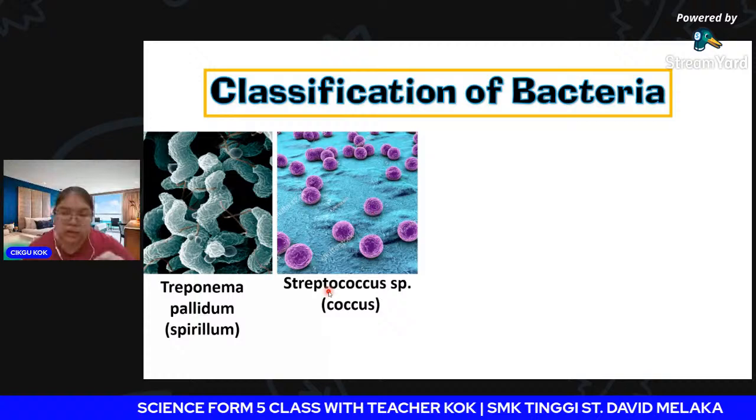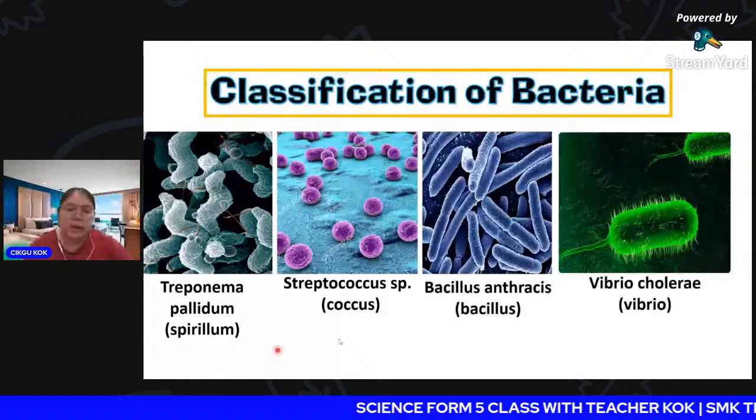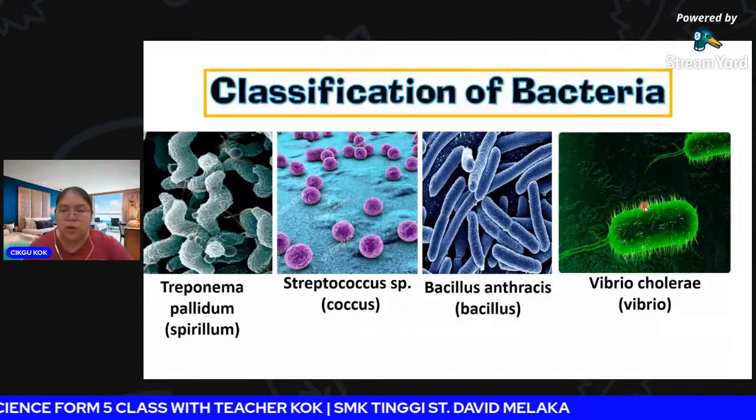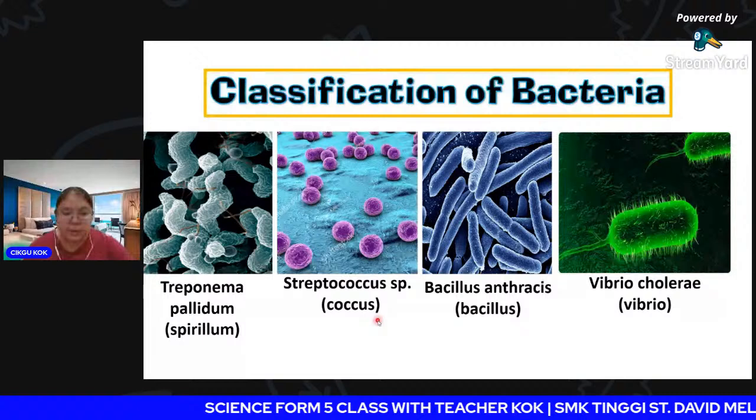And the third one is the rod shape. This one is a bacillus. And the last one is the vibrio. You can see behind, they have a tail, and in front they have a big head. This one is a vibrio. So the bacteria are separated into four different shapes. What you need to memorize is the names: spirillum, coccus, bacillus, and also vibrio. So these are the four classifications of the bacteria.